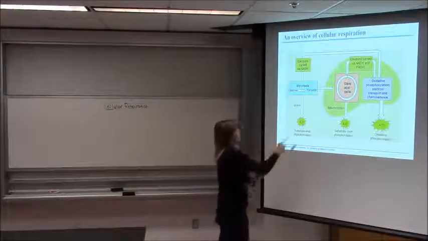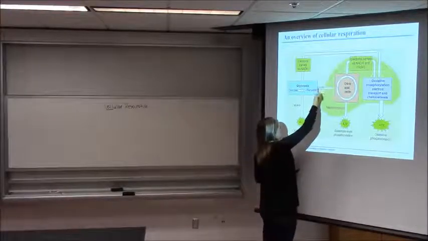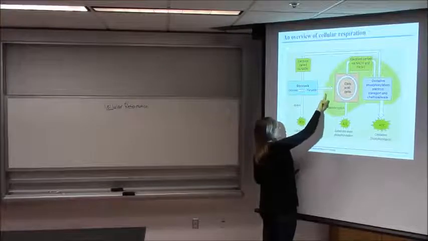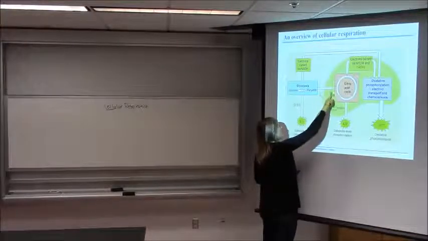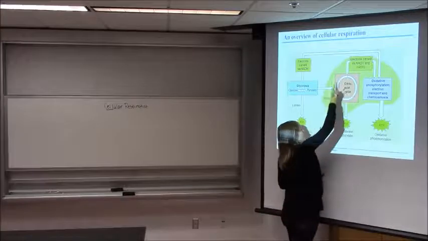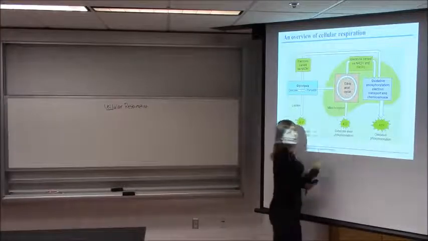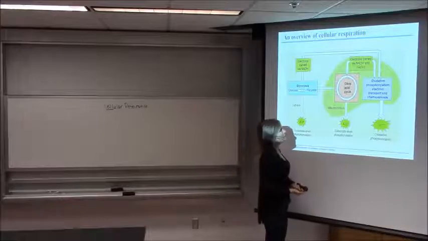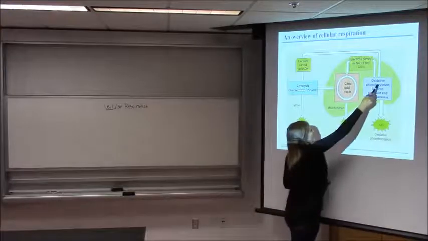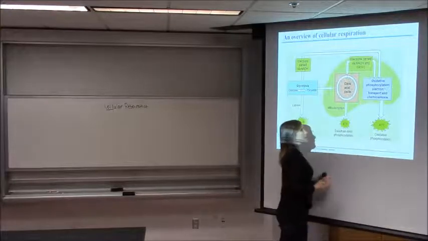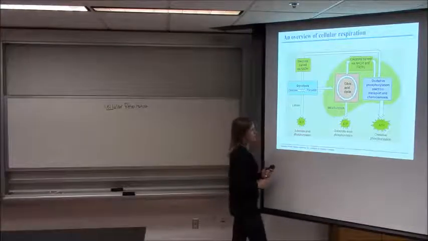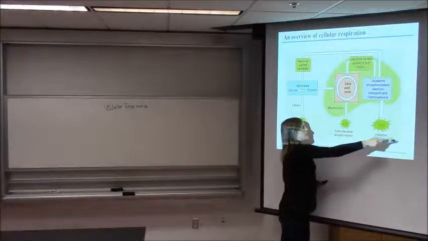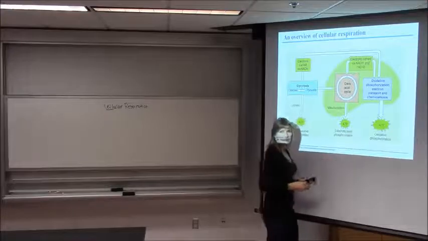So we're going to go through this stage called pyruvate oxidation, which isn't written on this screen. And then we're going to go through what's called the citric acid cycle, where we complete the breakdown of glucose. And then at the end, we're going to go through oxidative phosphorylation, which is going to include the electron transport chain and chemiosmosis. This is where we're going to make most of our ATP.